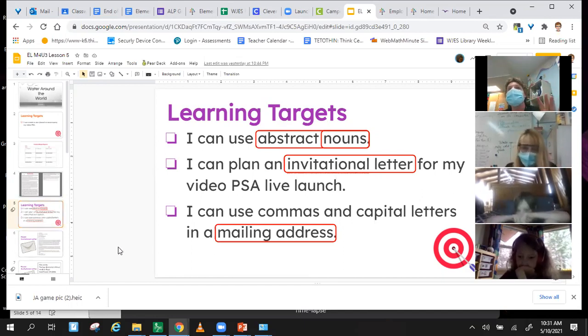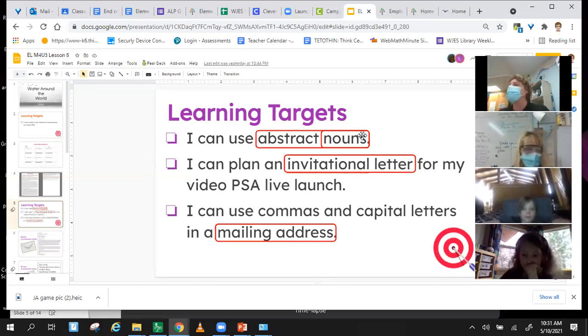We're going to talk about what an abstract noun is in a moment, but first, the abstract nouns are in my example of an invitational letter. So let's look at that word, invitational. What word, a root word, do you see inside of invitational? Lennox?